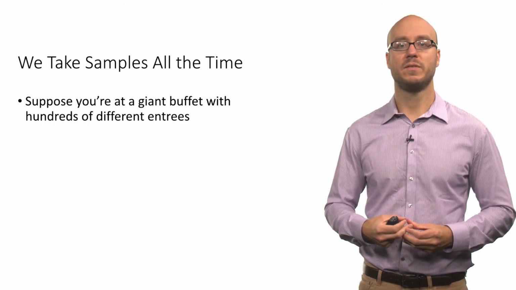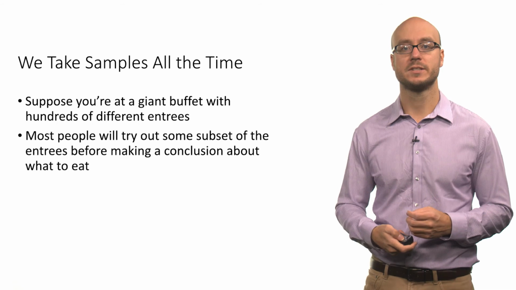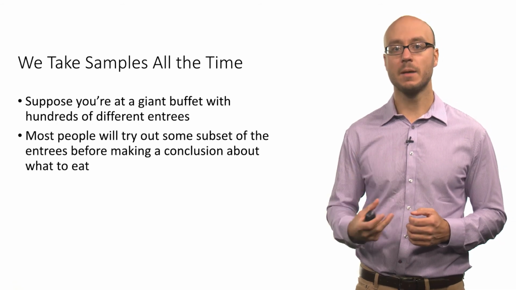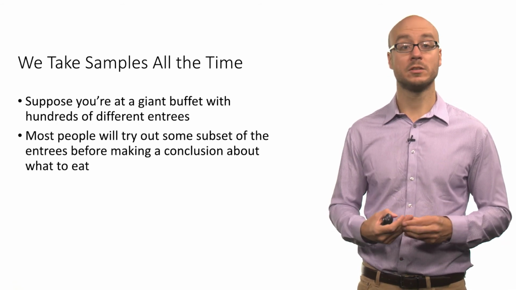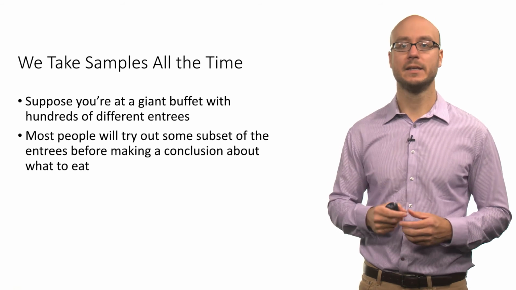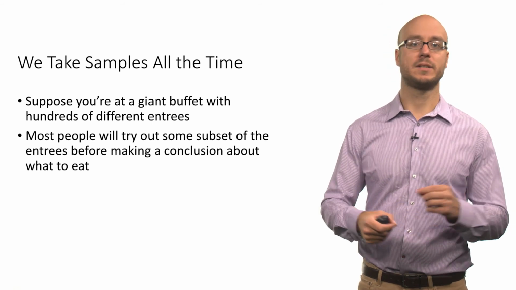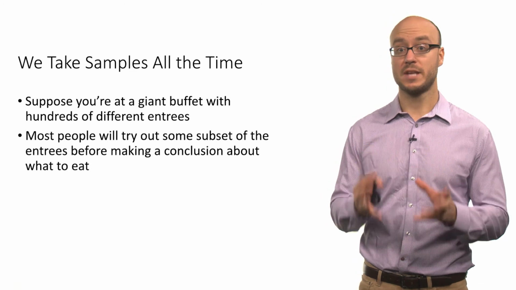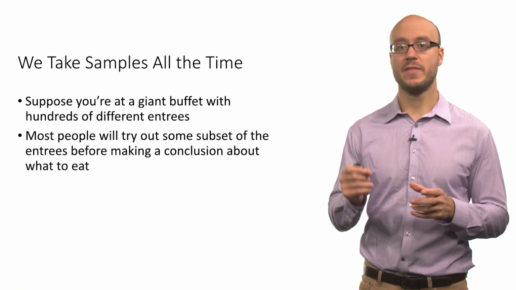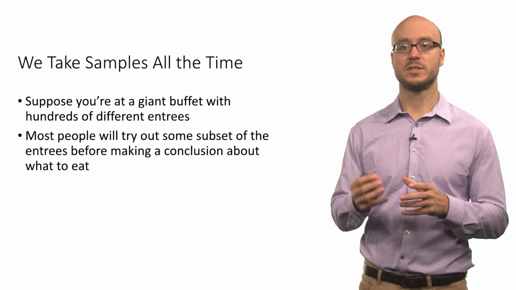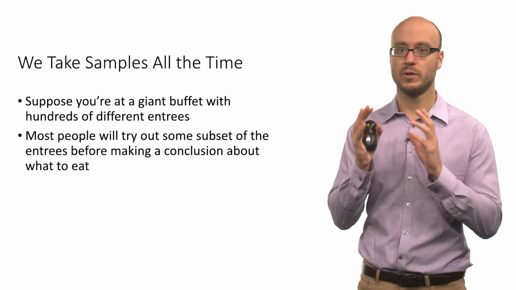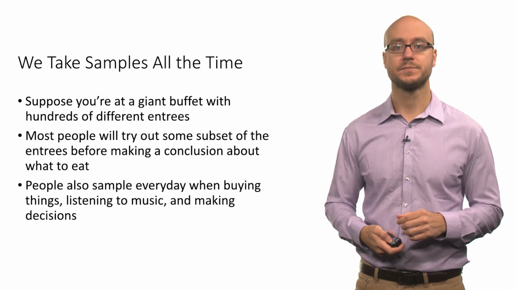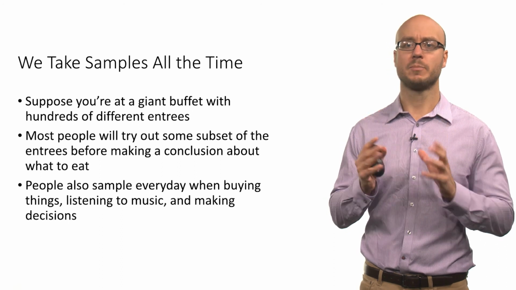Suppose you're at a giant buffet with hundreds of different entrees. Most people will try out some subset of the entrees before making a conclusion about what to eat. So you might take a steak, a bit of chicken, some green beans. Just some sample of the buffet, and then out of that sample, you say, oh, I really like the green beans, I'm just going to have that for the rest of my meal. Again, you sample all the time.